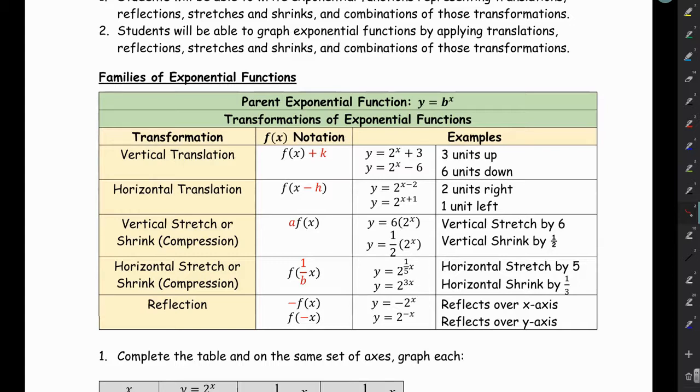Then we have reflections. If we have a negative in front, that's going to be a reflection over the x-axis. And if we have a negative right with the x, that's going to reflect over the y-axis.